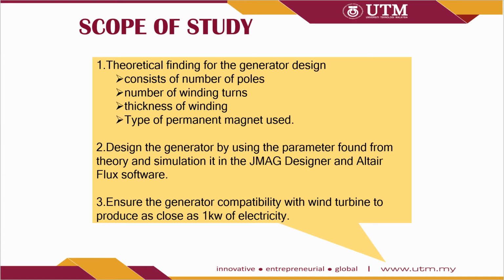My scopes of study will cover the theoretical findings for the generator designs, such as number of poles, number of winding turns, thickness of winding, and type of permanent magnet used. Secondly, design the generator by using the parameter found from theory and simulate it in the JMAG Designer and Altair Flux. Lastly, ensure the generator compatibility with the wind turbine to produce as close as 1 kilowatt of electricity.